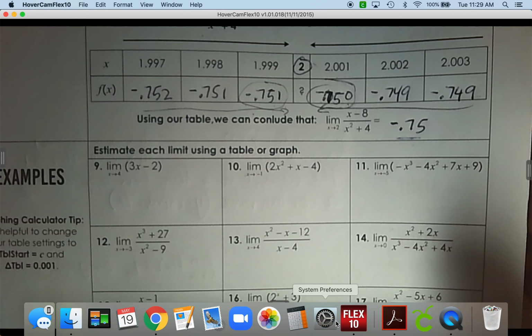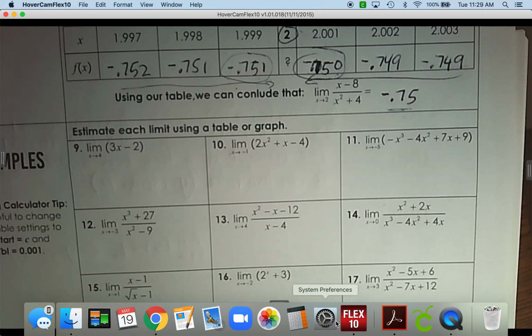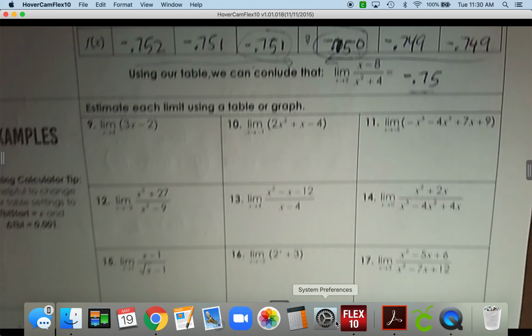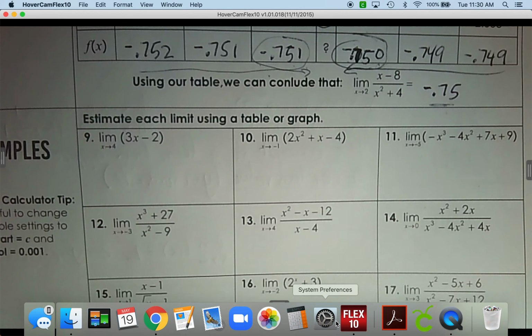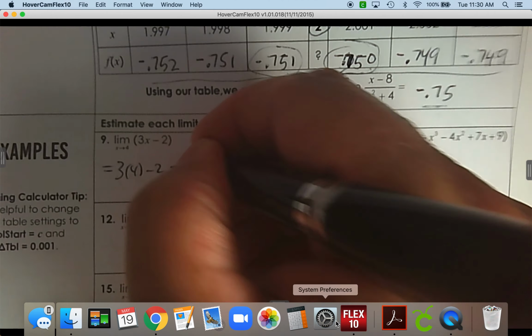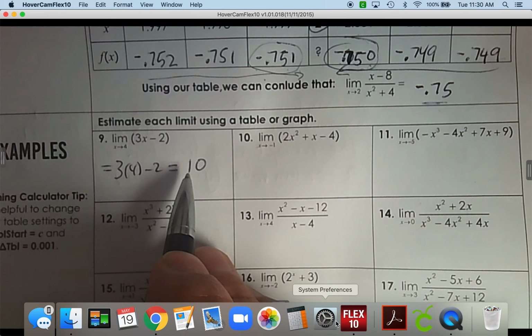And what I'm going to tell you simply is that you can do this estimation, if you can, by substitution. And if you can't do it by substitution, then yes, we're going to go to a table or a graph to see what it's approaching. So if I look here at number 9, can I simply plug in the answer? So where there's an x, can I plug in 4 and see what the answer is? Well, that's 12, take away 2, and that answer is 10. Substitution, done. And I got my answer. And you can see it's linear, and that's exactly what it's approaching.